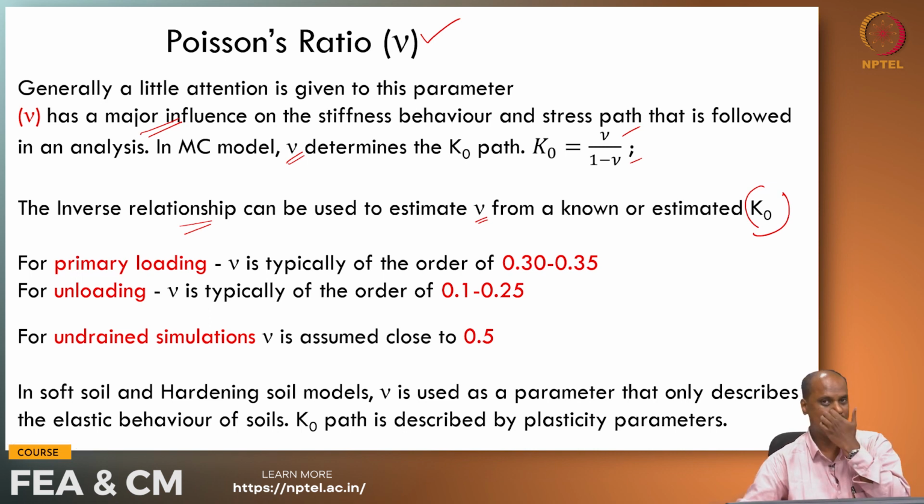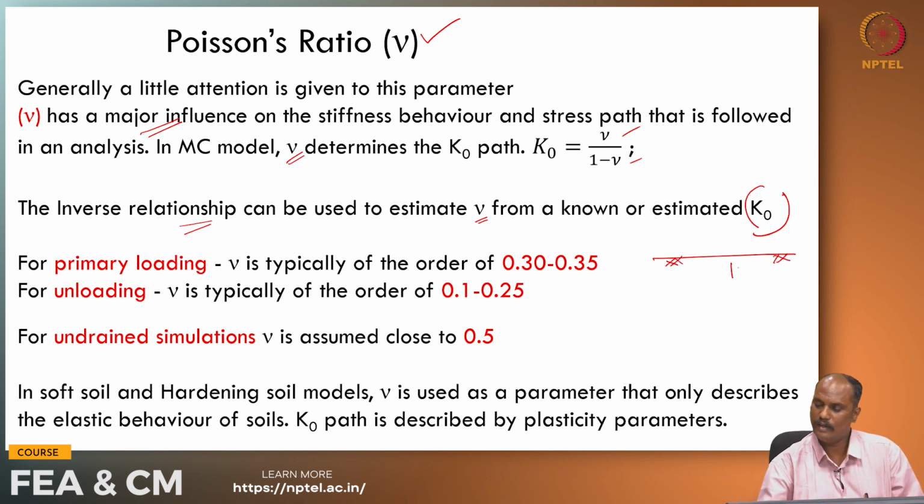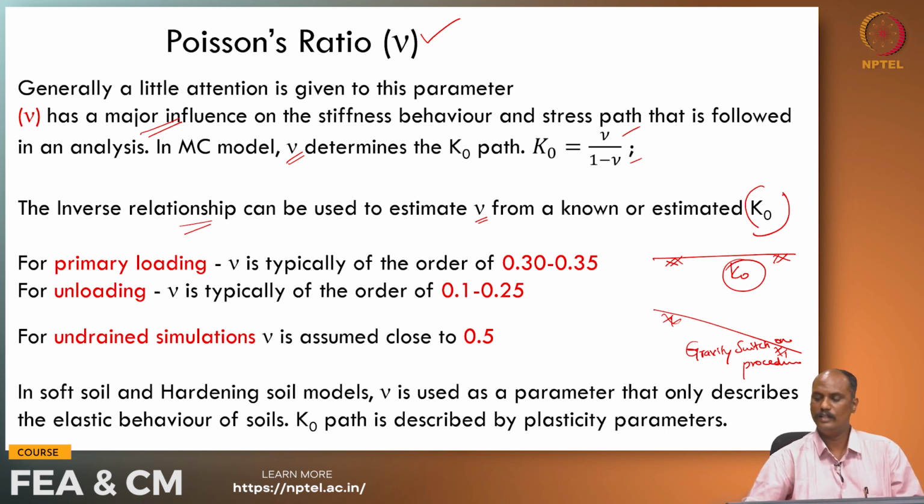So, this K0 is also a very important factor to consider when you do a finite element analysis. This K0 procedure can be set up in two different ways. Especially for horizontal grounds, wherein the stresses are homogeneous, you can activate K0 directly. When it comes to sloping grounds, the gravity switch on procedure is usually followed. So we have these kinds of options in the commercial finite element programs which we normally adopt for modeling.